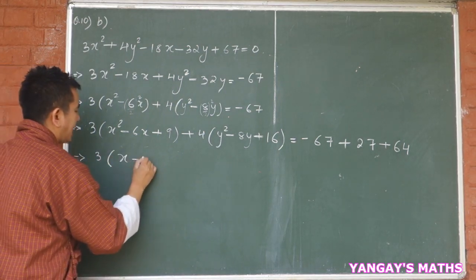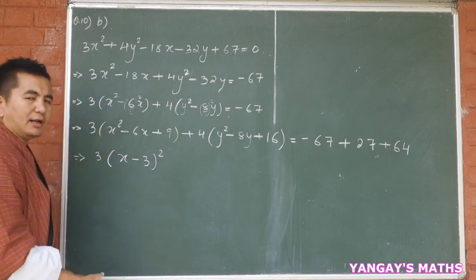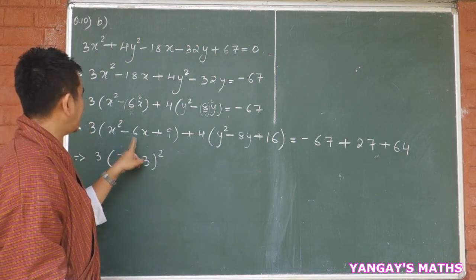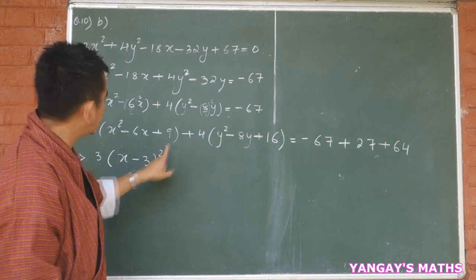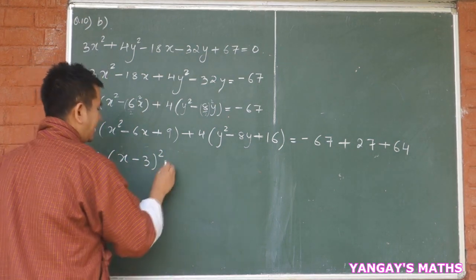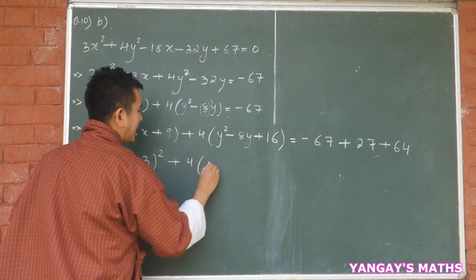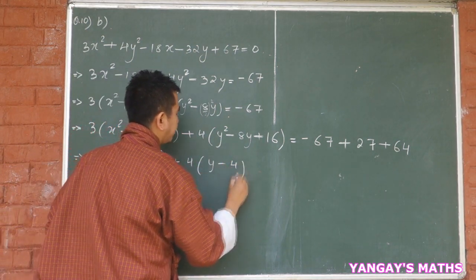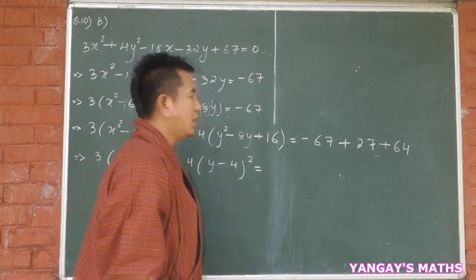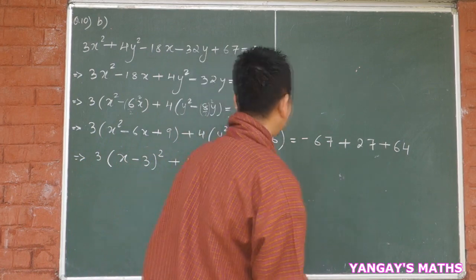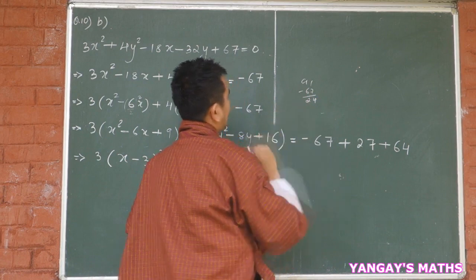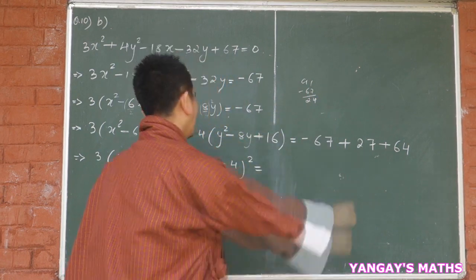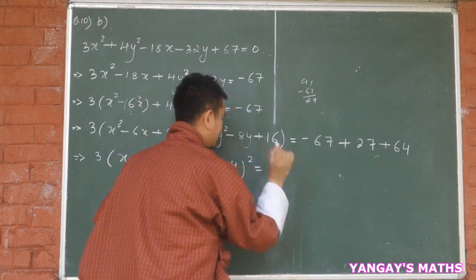Which implies we have 3 times x minus 3 whole square. This is a square minus 2ab, 2 times 3 times x, plus b square. 3 square is 9, so the b value is equal to 3. Similarly, 4 times y minus 4 whole square is equivalent to, adding this 27 and 64, it is 91. 91 minus 67 is equivalent to 24. Is that correct? 6, 7, 8, 9. Okay, this is equivalent to 24.